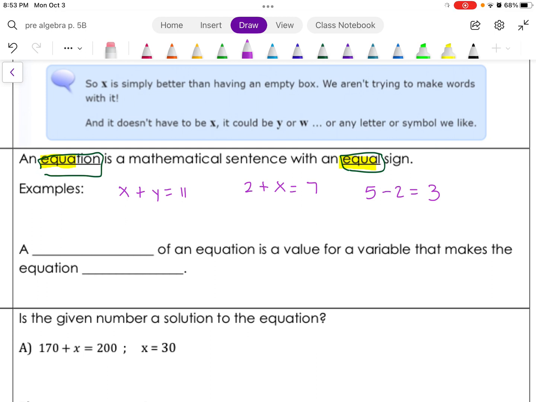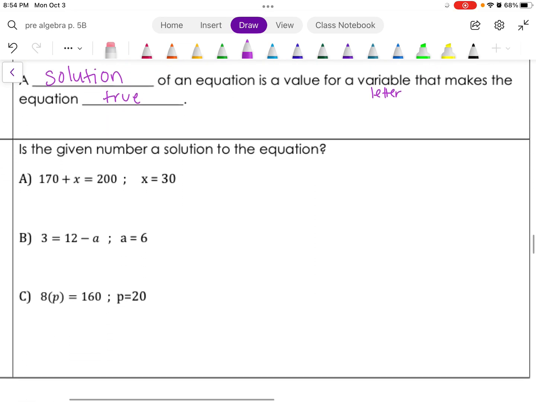So when we're solving an equation, we are looking for the solution. A solution of an equation is a value for a variable or letter that makes the equation true. So anytime we have a variable, it's an unknown. Our job is to find the solution, which really just means figure out what the unknown value is. Figure out what number would give you a true statement, something that works out mathematically. So let's do a couple examples.